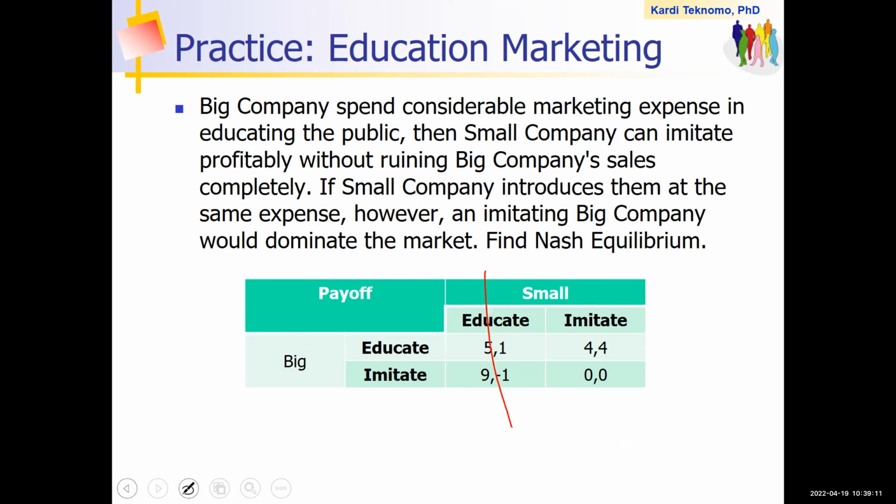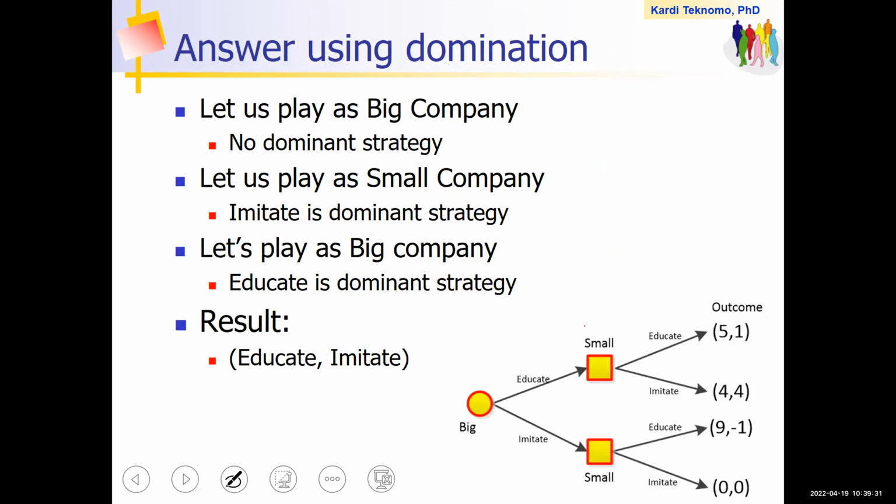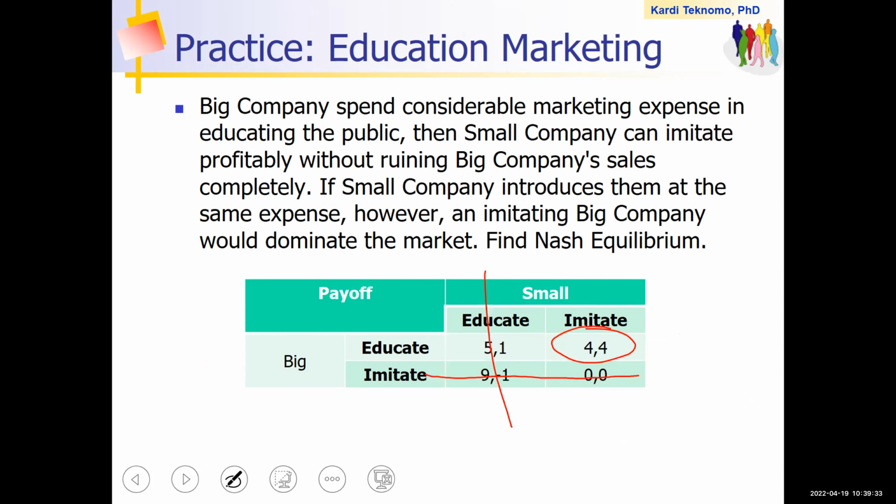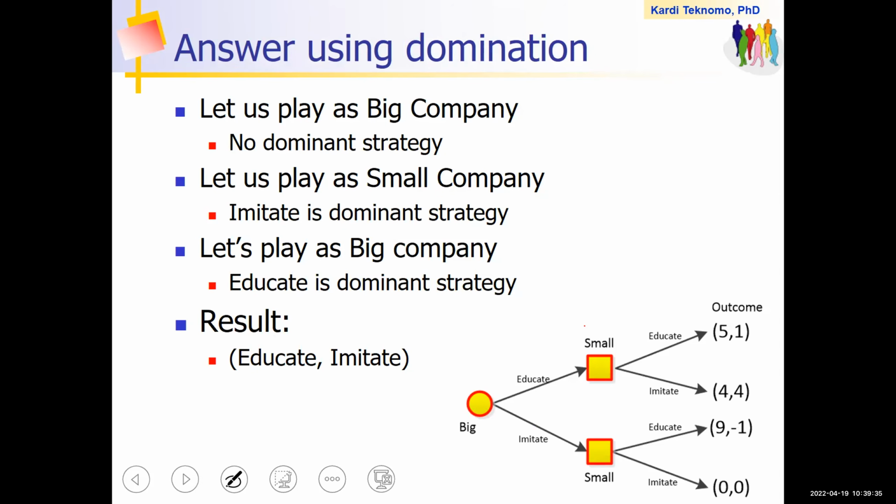If you play as row, which one is the dominant? This is 4 and 0, right? So in that case, 0 is no more. So this is the Nash equilibrium. Is it correct? That one is educate, imitate. Yeah, correct. So using domination, you can already solve this, so you don't need to calculate the Nash equilibrium.